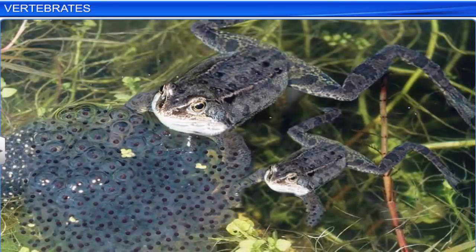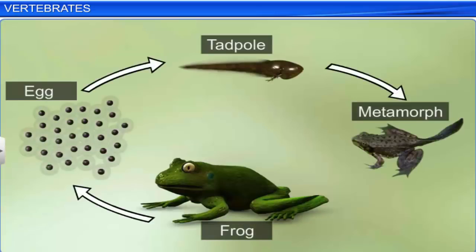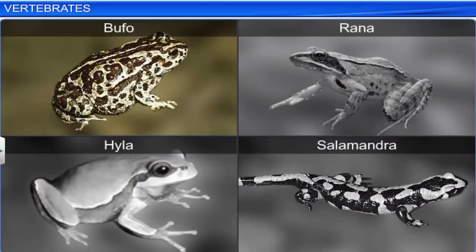In amphibians, the sexes are separate and fertilization is external. They are oviparous and exhibit direct or indirect development. Bufo, rana, hyla, and salamandra are common examples of this class.